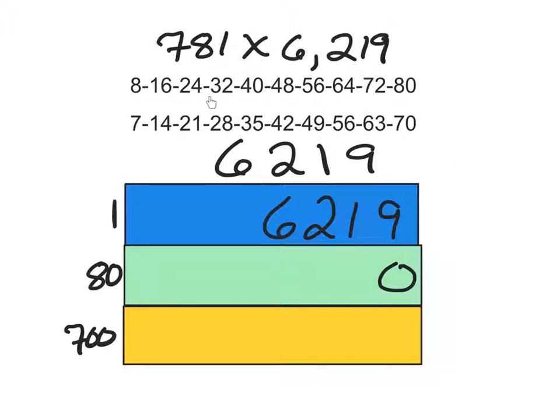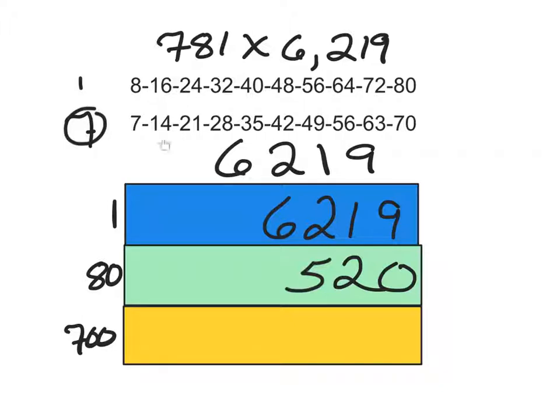8 times 9. 1, 2, 3, 4, 5, 6, 7, 8, and 9 is going to give you 72. Drop that 2, carry that 7, and move along. 8 times 1, well, that's 8. Plus the 7 here is going to give you 15. Drop the 5, carry the 1, and move along.